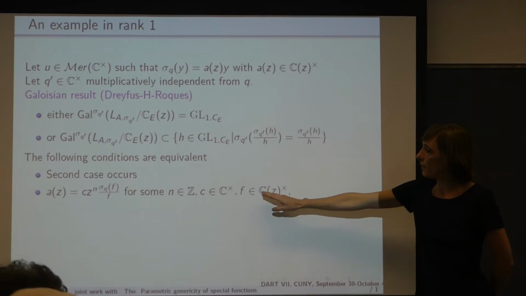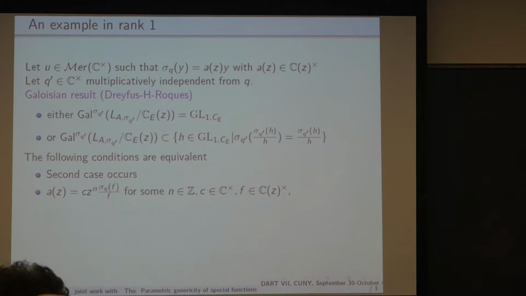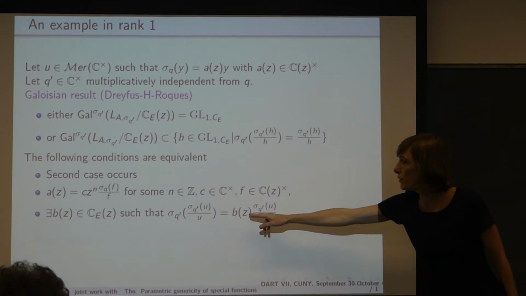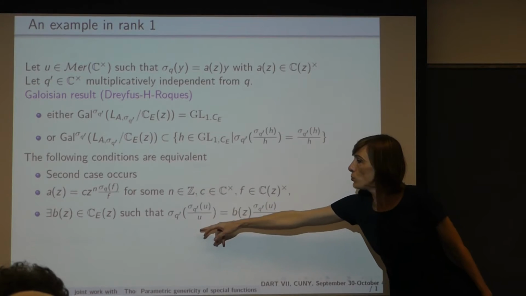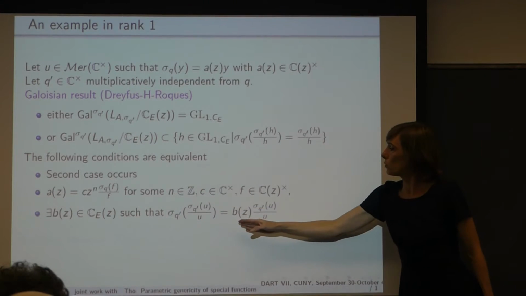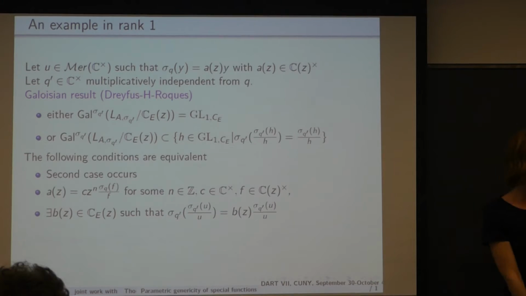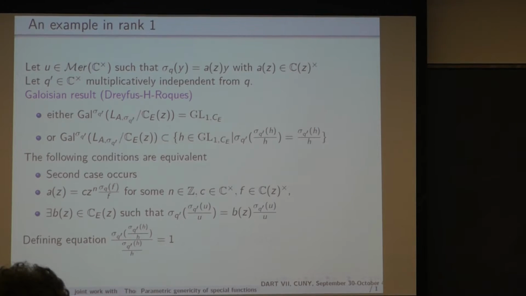So if we are in this case, then A must be of the following form, which is also equivalent to the fact that I can find a rational function b of z such that sigma q prime of sigma q prime of u over u is equal to b of z sigma q prime of u over u. So just to emphasize what I was saying about the defining equation, you have for the group this following defining equation, which gives you, in fact, the same equation for the solution, but this time over the base field.